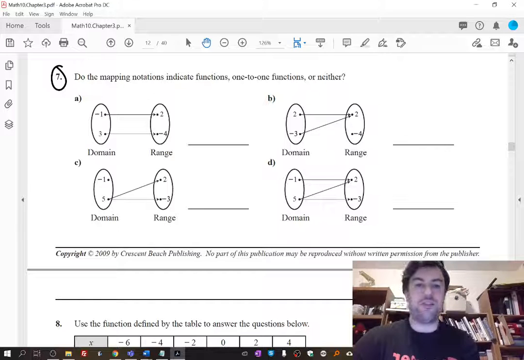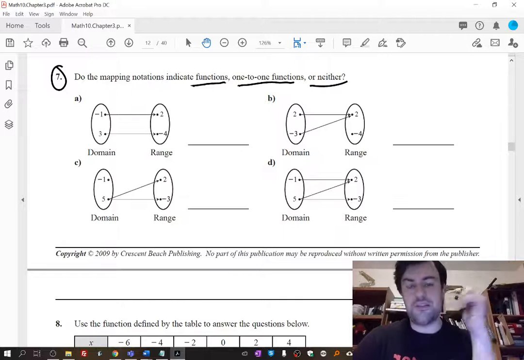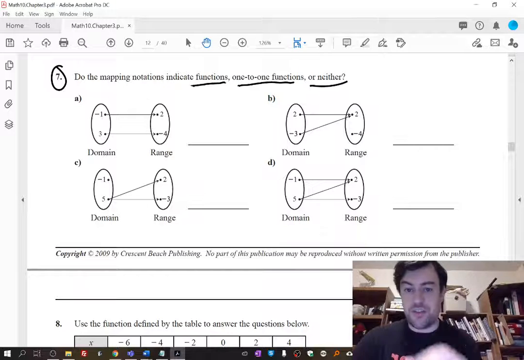They're asking you to look at each set of map diagrams and answer, is this showing a function, a one-to-one function, or neither? So you'll have to think about exactly what those mean. Refer back to your notes to see the definitions of these and how this works out.